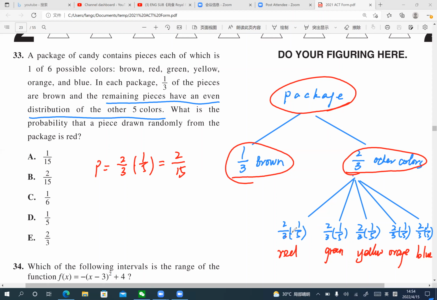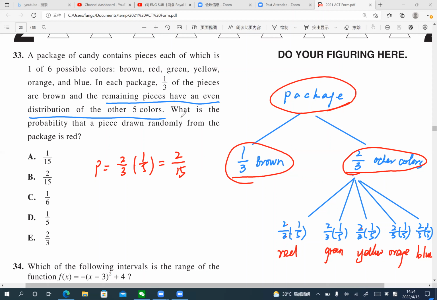So the red is 1/5 times 2/3. Green is still 1/5 times 2/3. And the yellow is 1/5 times 2/3. And the orange is 1/5 times 2/3. So blue is also 1/5 times 2/3.